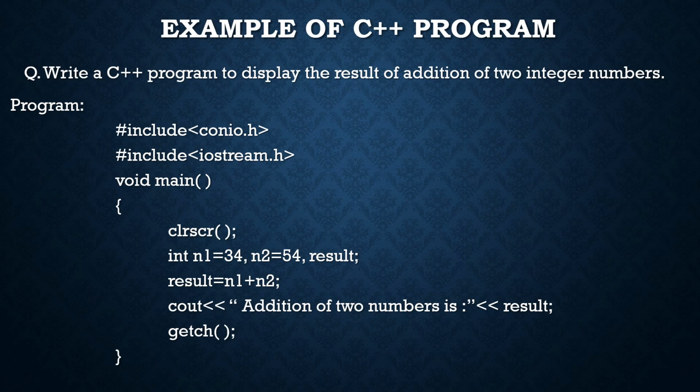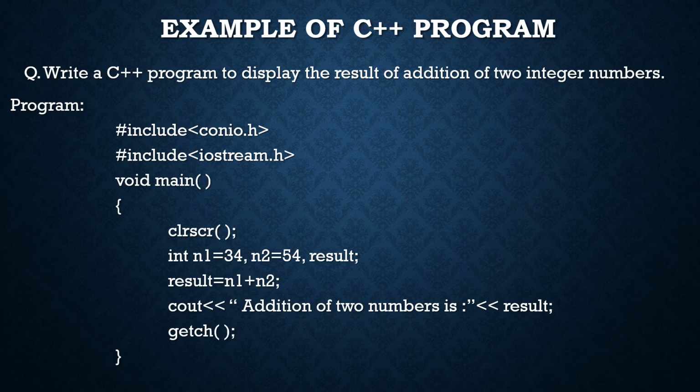Here I have declared the variables as well as initialized them. The first variable I have taken is n1, whose value is 34. You can take another value also. And n2 is the second variable, and the value for n2 is 54. You can take another variable name as well as other values. And another variable I have taken to store the result. So here I have taken three variables: n1, n2 and result.